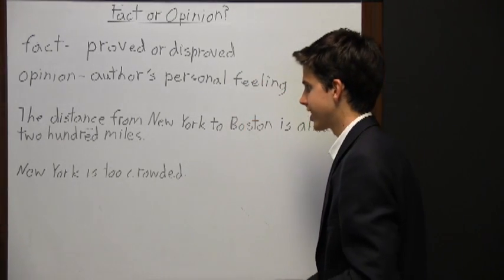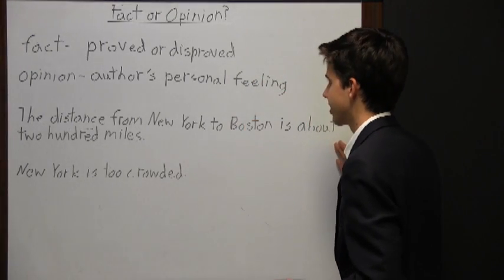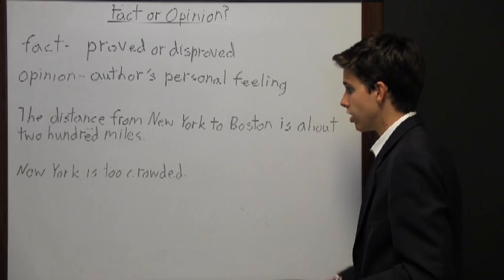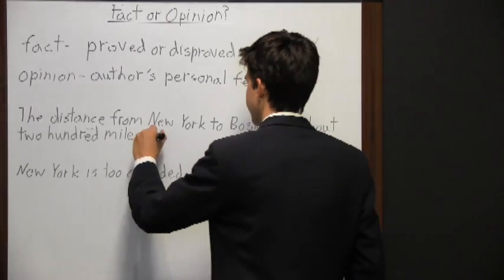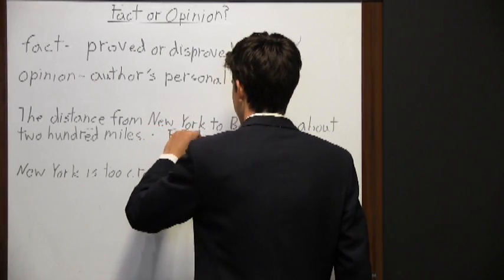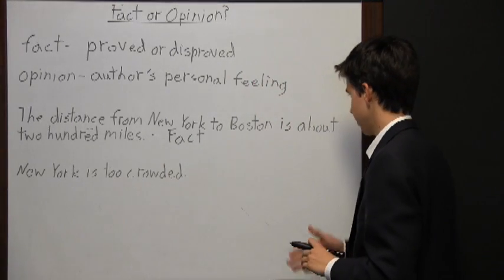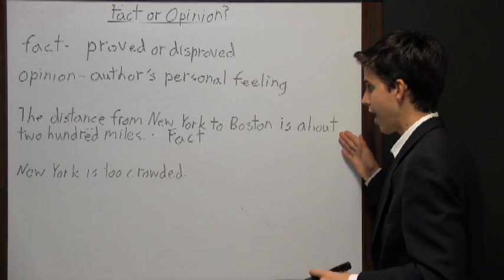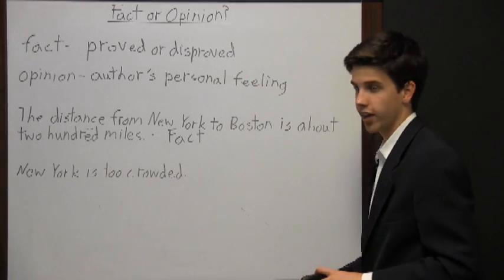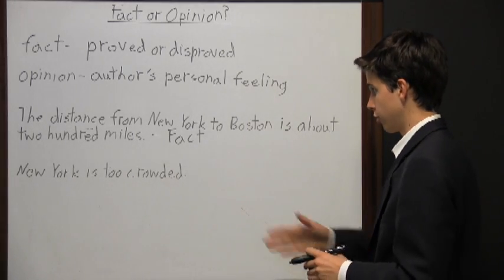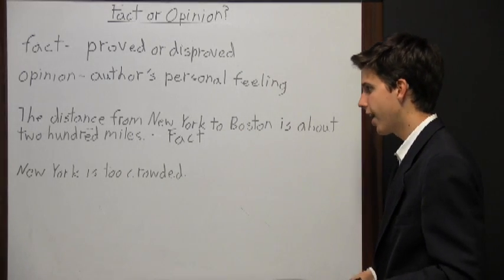So this sentence right here says the distance from New York to Boston is about 200 miles. So this right here is a fact because this can be proven or disproven. Now, although this isn't very specific because it uses the word about, it still is a fact. You could look at a map and see that the distance from New York to Boston is about 200 miles.